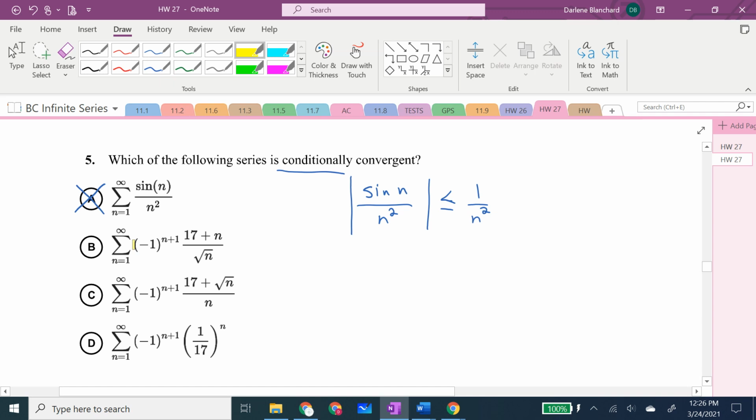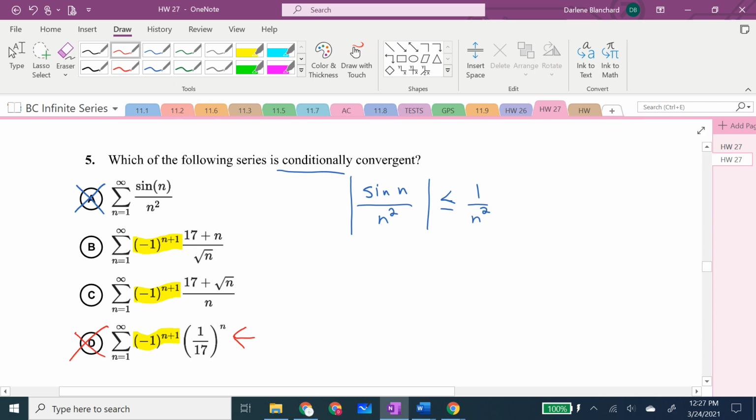The other 3 have negative 1 to the n plus 1. When you run into conditionally convergent, most likely you are dealing with an alternating series, where the alternating series test is going to tell you converge, but when you absolute value it, you get diverge. If you look at D, do you see that D is geometric? Geometric series are never conditionally convergent. So that's out.